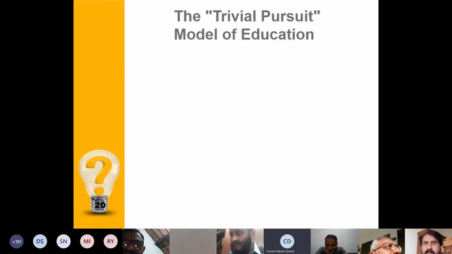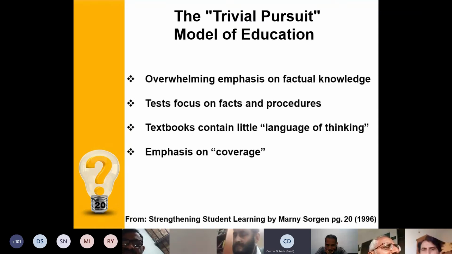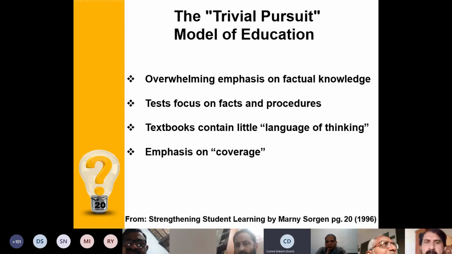The trivial pursuit model of education, and unfortunately ये हम ज्यादा करते हैं आजकल भी. Overwhelming emphasis on factual knowledge. बस ये याद कर लो तो काम हो जाएगा. भाई याद करना is not learning. याद करना to me is an absolute waste of time. Test focus on facts and procedures. अगर मैंने वही rote learning पे ही करना है ना टेस्ट, तो there's nothing great in it.